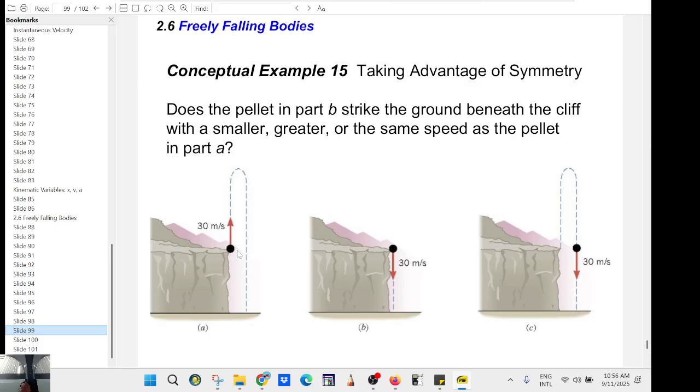Obviously, this one will take more time. But will the speed be the same? Remember, here we have a symmetry, right? It's going to be 30, 20, 10, 0, and then minus 10, minus 20, and then minus 30. So will they hit the ground with the same speed?